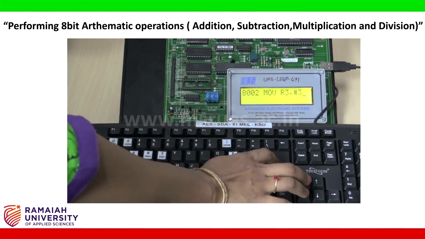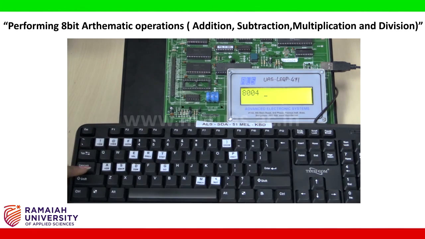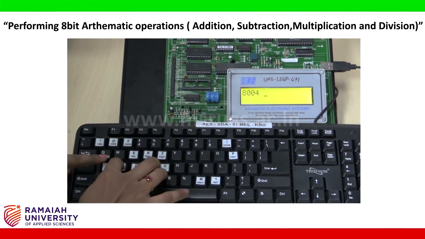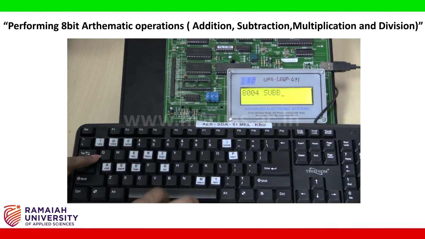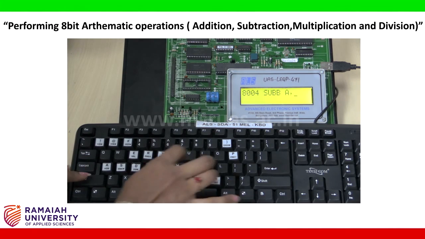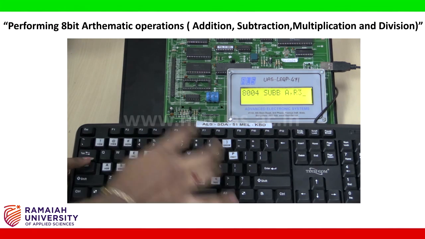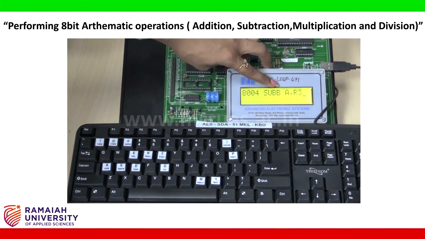#3. Enter. Then give the command SUBB A, R3. This command is subtract with borrow. In 8051 there is no instruction for just subtract, so along with the borrow we use SUBB, and always the destination should be your accumulator so that the result will be stored in your accumulator, for addition as well as subtraction.